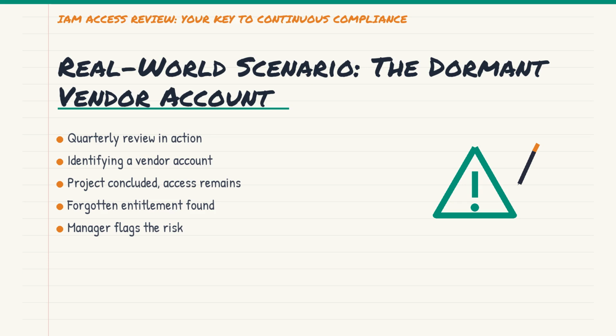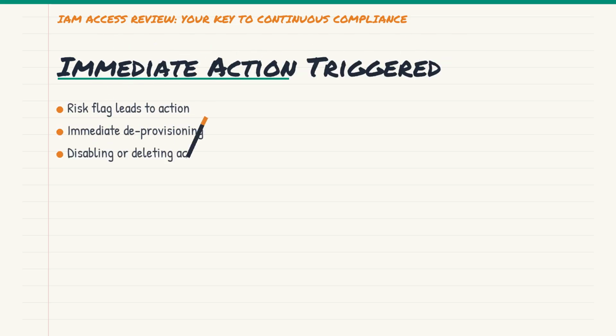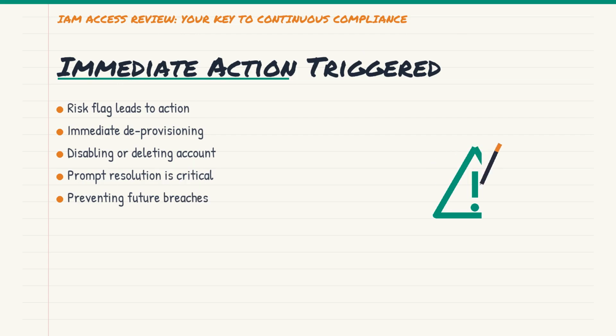Because it was flagged during the review, Sarah can immediately escalate it. This highlights why these reviews are so vital. They catch things that automated systems might miss, especially with external accounts. Because Sarah flagged that vendor account as a potential risk, action must be taken. This isn't something to push off until next week. The protocol in this situation is clear: immediate deprovisioning. We need to make sure that account is disabled or deleted *now*.